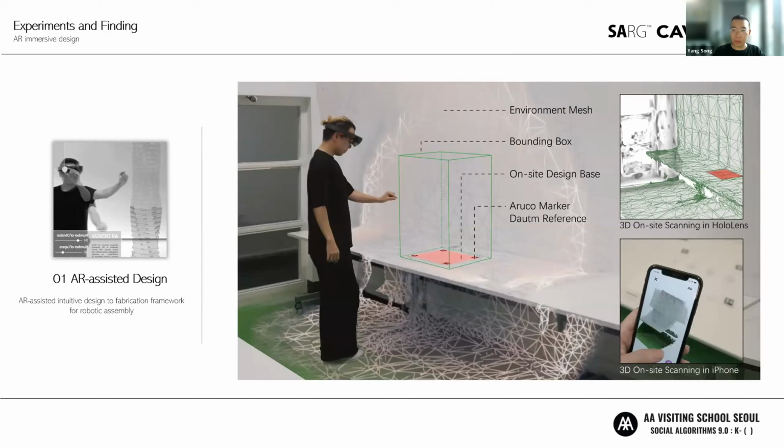But before that, the user needs to convert the on-site environment into digital meshes by 3D scanning the AR environment to set the immersive design base and the boundary plane. The boundary plane we set is for the robotic operation because the robots have some operation radius. So we have to make sure that our design is already within the operation radius.